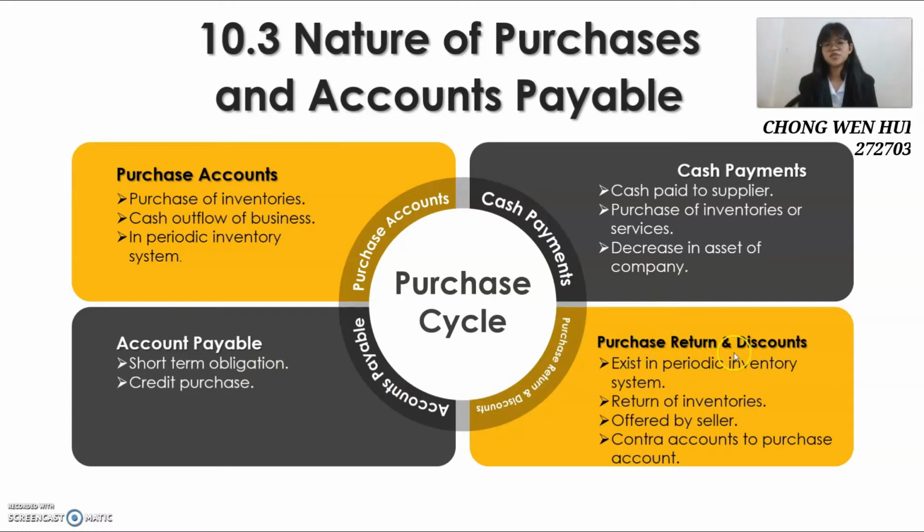While for the purchase return and discounts, both of them only exist in the periodic inventory system and are contra accounts to the purchase account, which means they will reduce the value of the purchase account. The purchase return will only exist when a return of inventory happens, whereas the purchase discount is an offer by the seller to encourage the buyer to make the payment within a certain period.